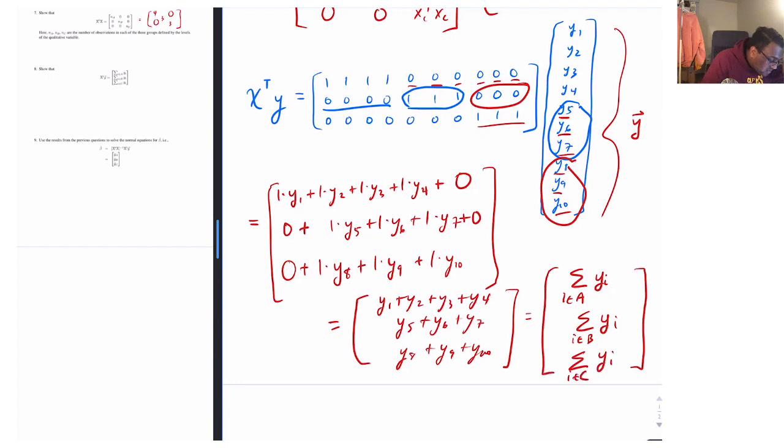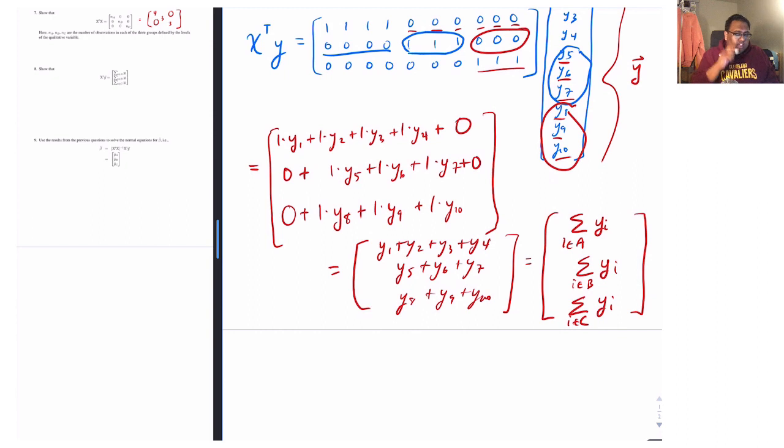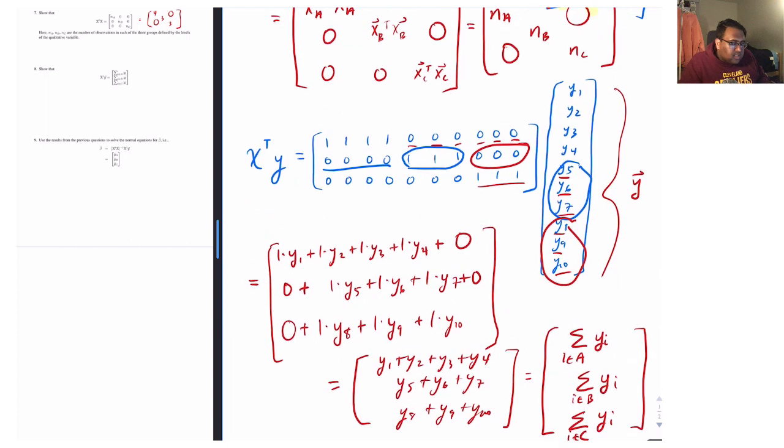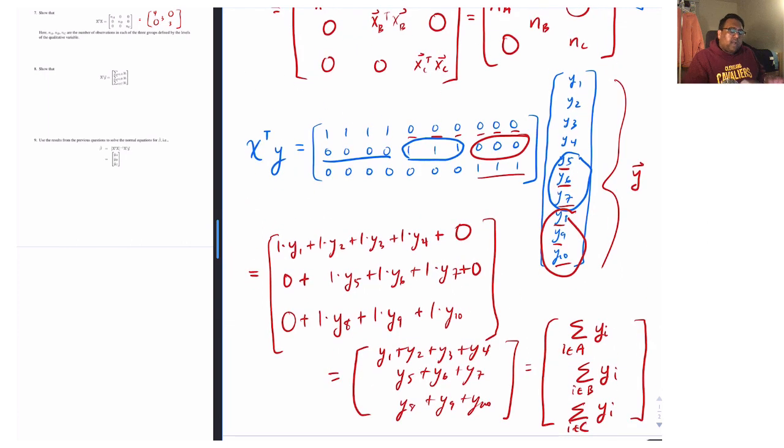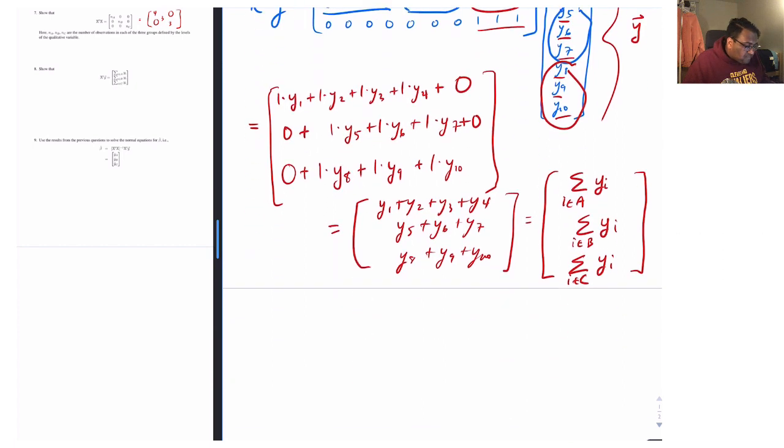Is that the same notation they use? Yeah, it is. Okay, so the result of multiplying X transpose by Y is a vector with 3 elements where the 3 elements are the sums of the Y values corresponding to the 3 classes we had, A, B, and C. And the result of that becomes clear by writing out this multiplication as we've done.